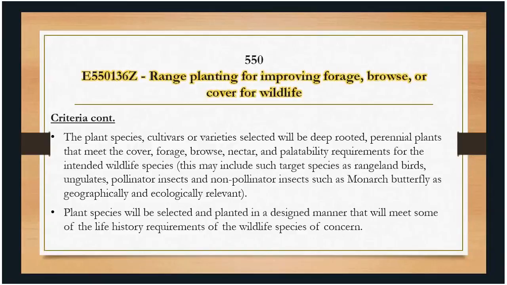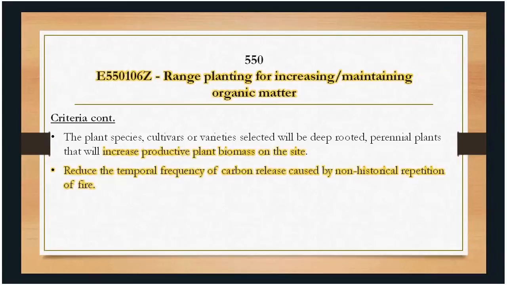So again, specifically for wildlife now, there were some particular things about pollinators and birds and monarch butterflies that you'd have to consider when choosing species. And you'd have to be able to document that whatever you're doing is going to help meet some life history requirements for the species of concern.